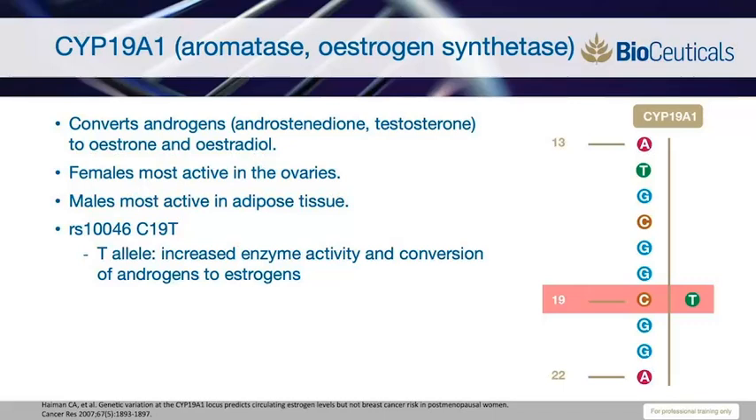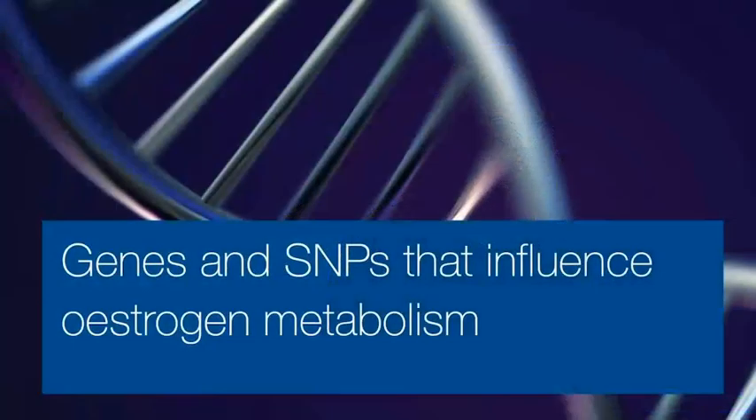The particular SNP RS146, the T allele, is associated with increased enzyme activity and increased conversion of our androgens to estrogens. So if someone comes in and they're concerned about higher estrogens, think about CYP19A1 or aromatase, and then what you can do, which we'll talk about later in the therapeutics section, to try to compensate for that.